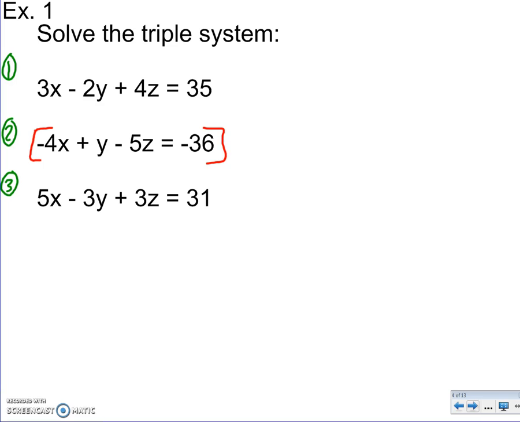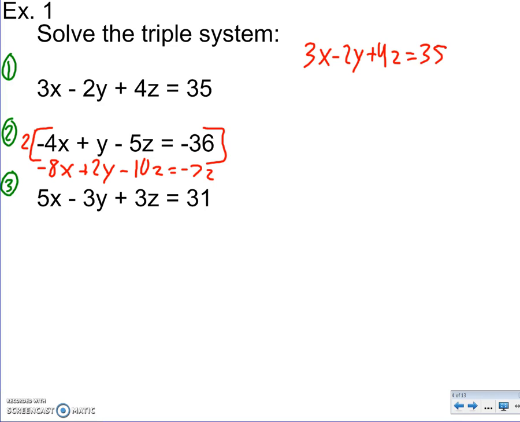To make it match, I'm going to multiply this one by positive 2. So that'll give me negative 8x plus 2y minus 10z equals negative 72. So I'm going to write that, or actually let's drag this. I'll write it at the side. So my first equation, equation 1, is 3x minus 2y plus 4z equals 35. And equation 2 changed to this. Now that's not my new equation.